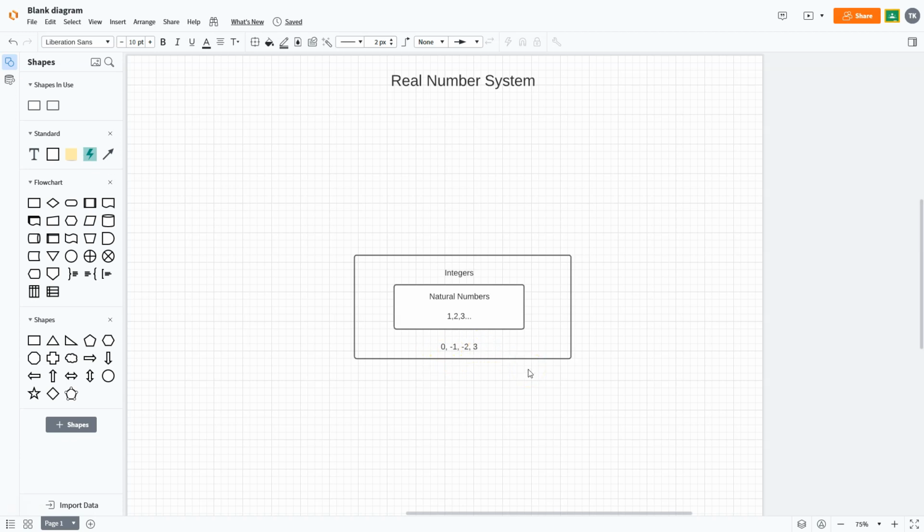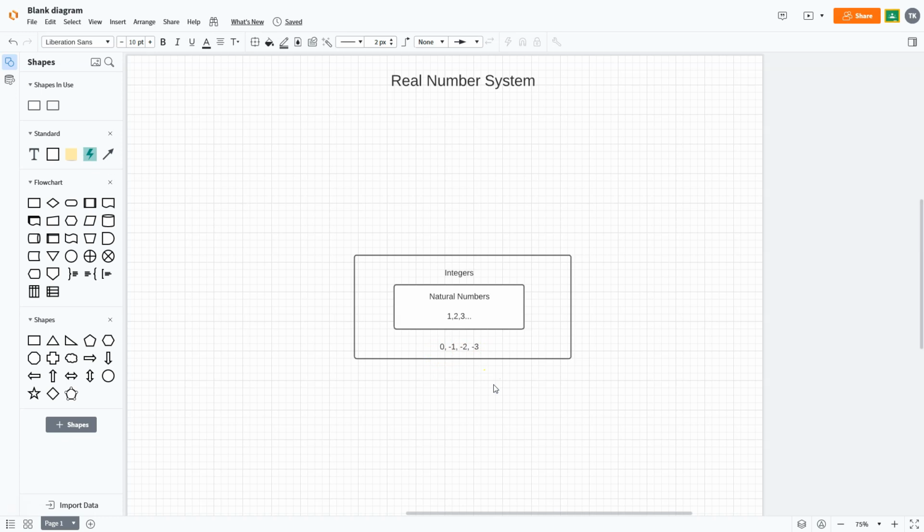Okay? A very common misconception is that the integers are just the negatives. Oops, there should be a negative 3. And that's actually not true. The integers are all of the natural numbers. So 1 is an integer, 2 is an integer, 3 is an integer, as is -1 and -2 and -3.